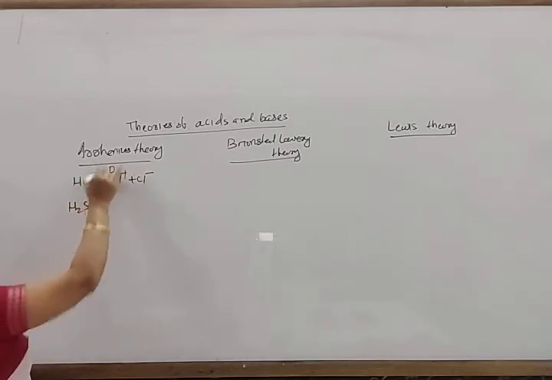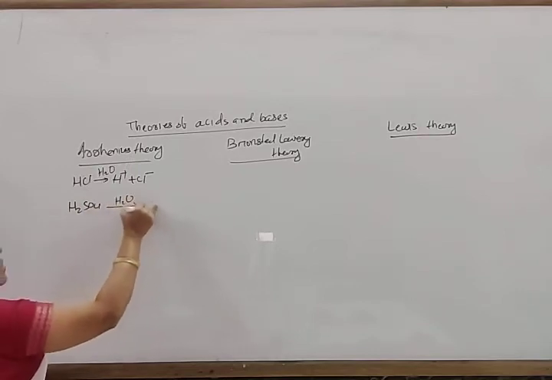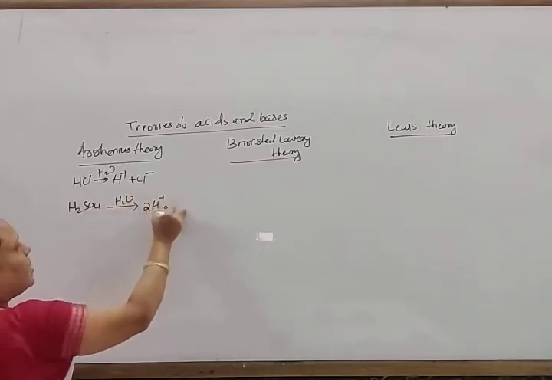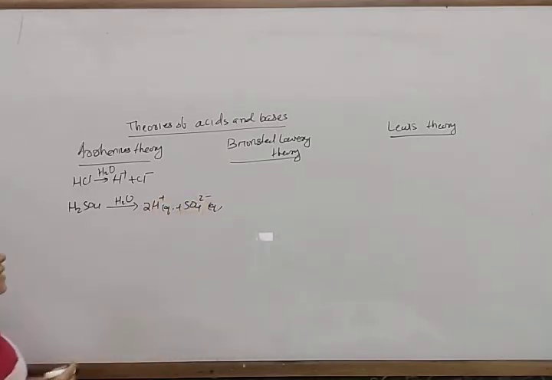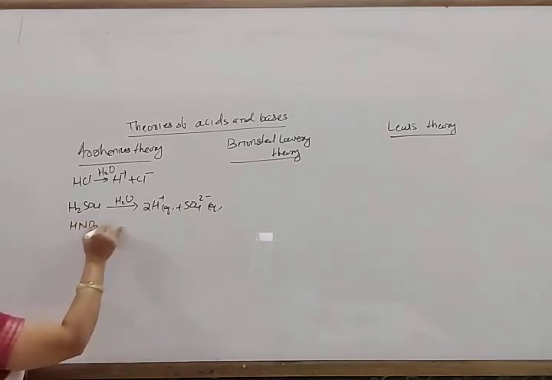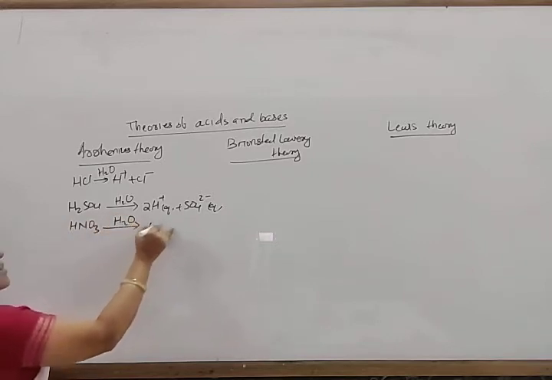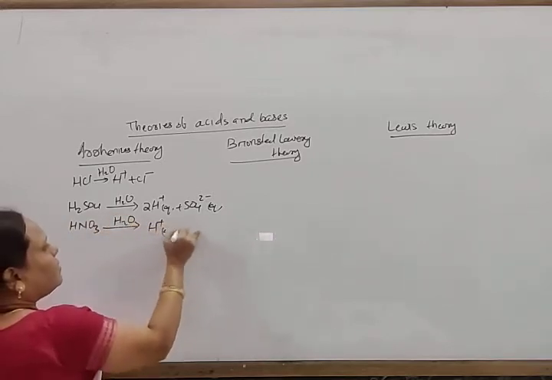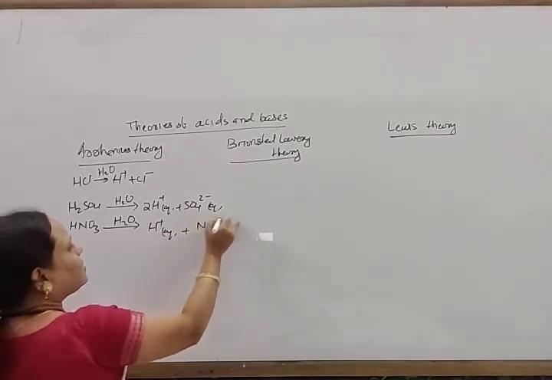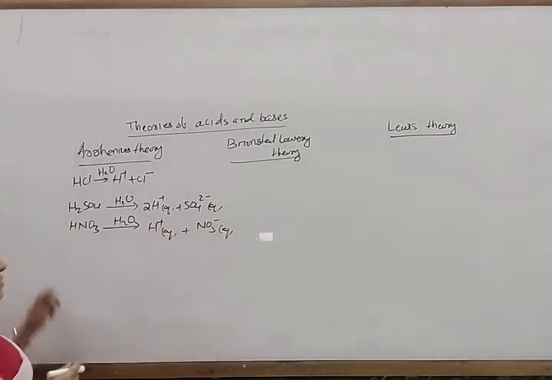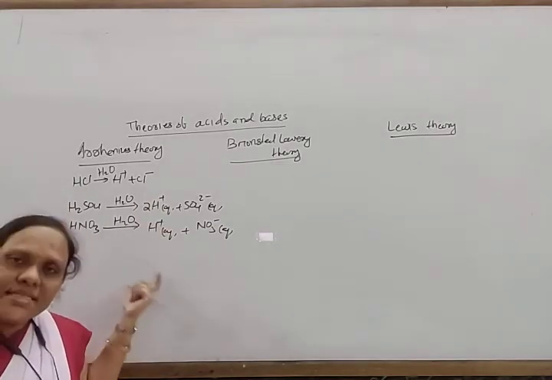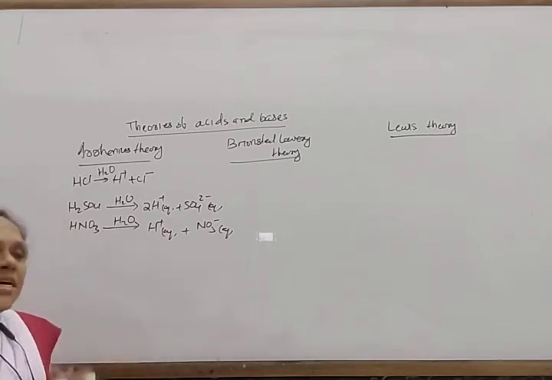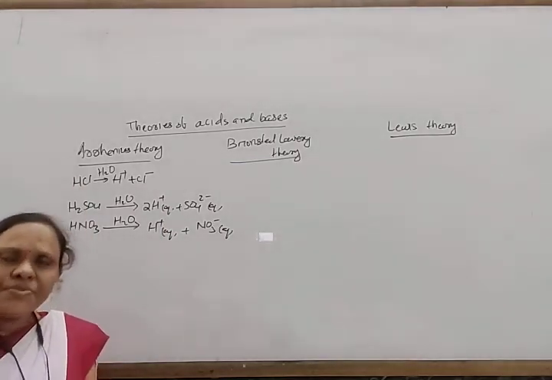H2SO4, suppose dissolved in water, gives 2H plus aqueous plus SO4 2 minus aqueous. So it gives H plus ion. Similarly, nitric acid, HNO3 in water, gives H plus aqueous plus NO3 minus aqueous. So any species which gives H plus ion in aqueous solution is known as an acid. That is an Arrhenius acid. This acid may be weak or strong.